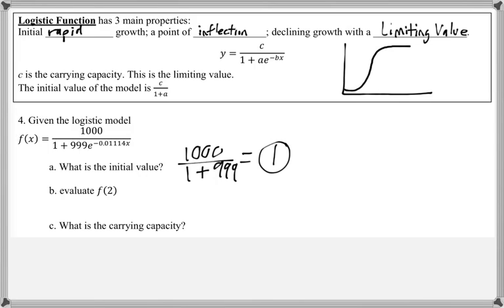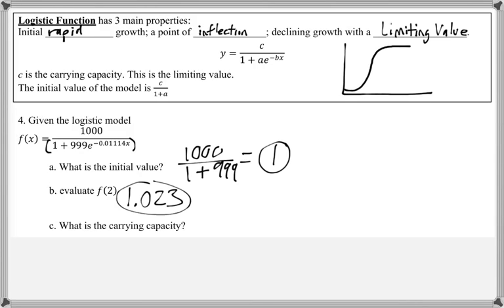Evaluate f of 2. I need to plug 2 in for x here. So that's going to be 1000 divided by 1 plus, and I'm putting this denominator in parentheses, so it's very important that you do that. 999 e to the negative 0.01114 times 2. And rounding to 3 decimal places, I get 1.023.